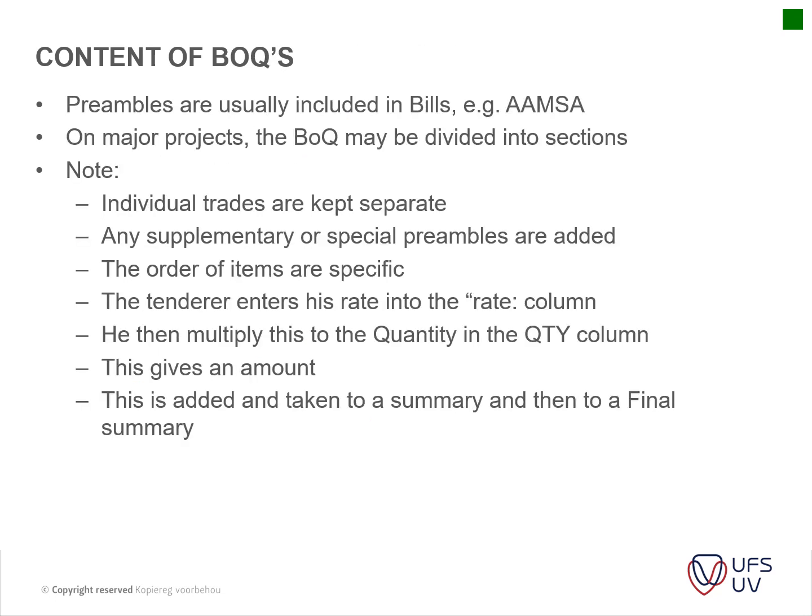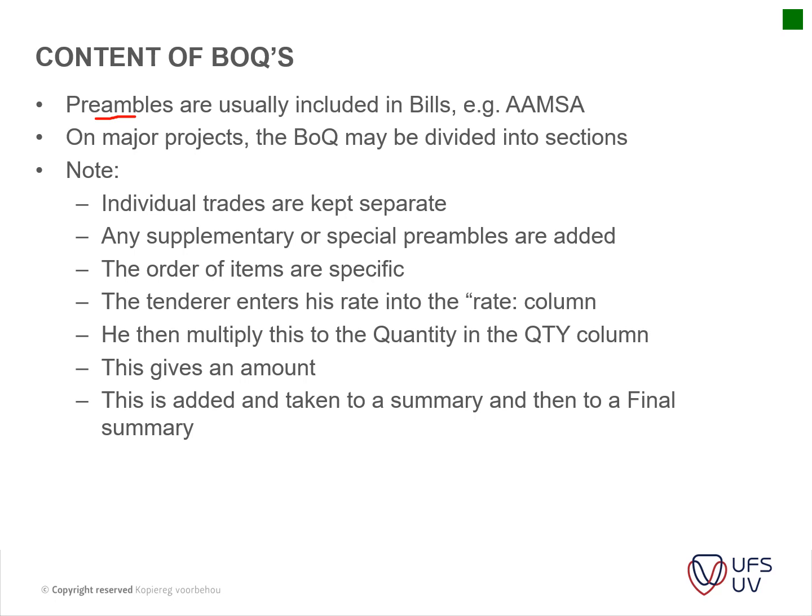Then your content of your bills of quantities. Preambles are usually included in your bills. Preambles is a very fancy word for basically specifications. It specifies that, for instance, if you've got an aluminium installation, the aluminium should be of this standard. If it's natural anodized aluminium, it should be this color, it should have this strength, it should be this thickness, etc.